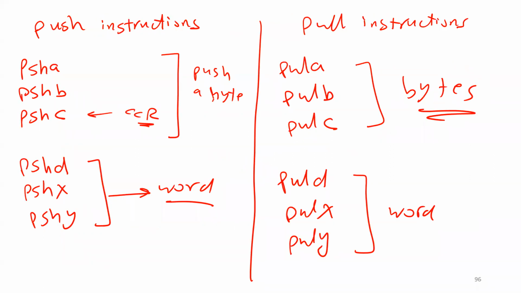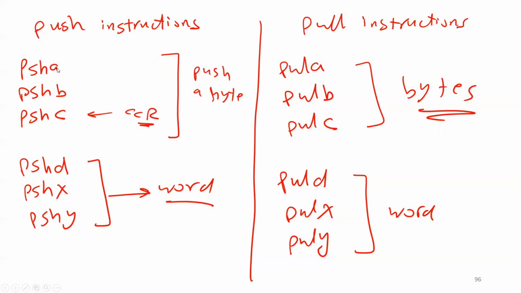So now tell me what instructions we have right now for the stack. For push instructions, we have push register A. This one is going to push a byte at the top of the stack. Then push B, push C. C is actually the CCR, the flag register. We have push register D, push register X, push register Y. So we have three instructions to push words, and three instructions to push bytes.